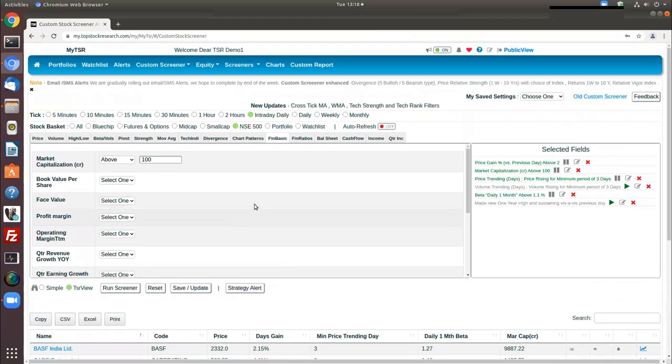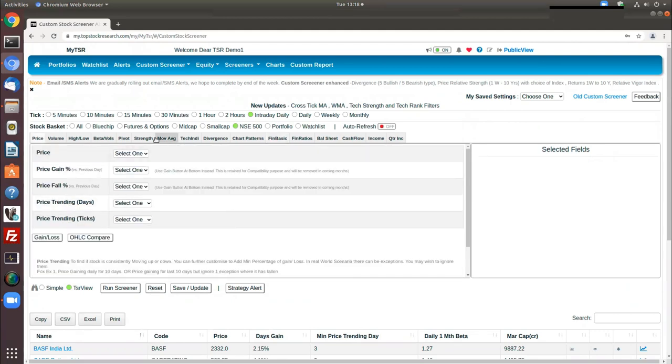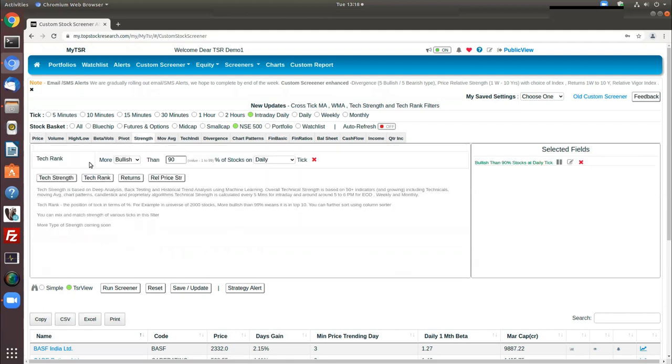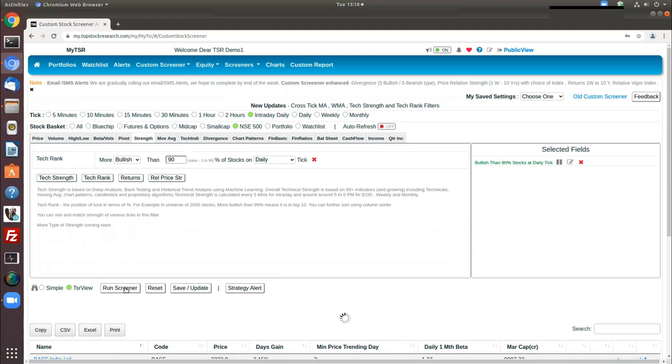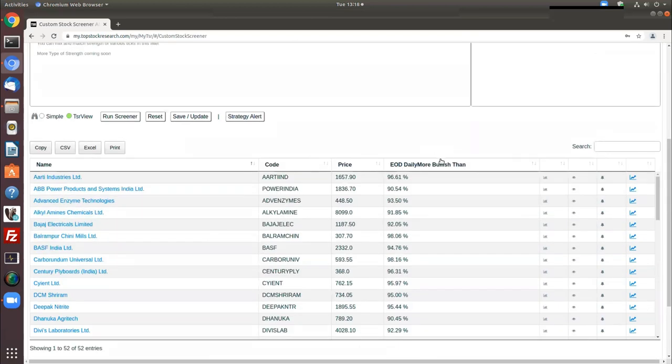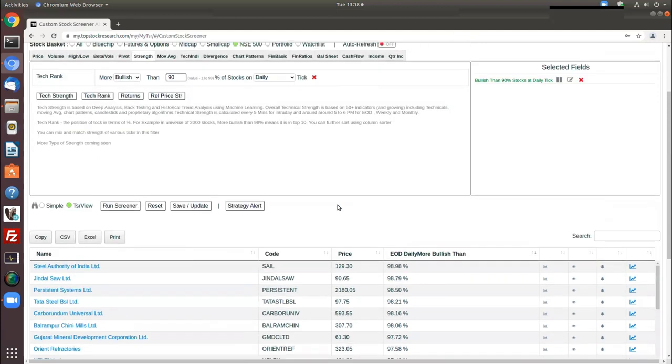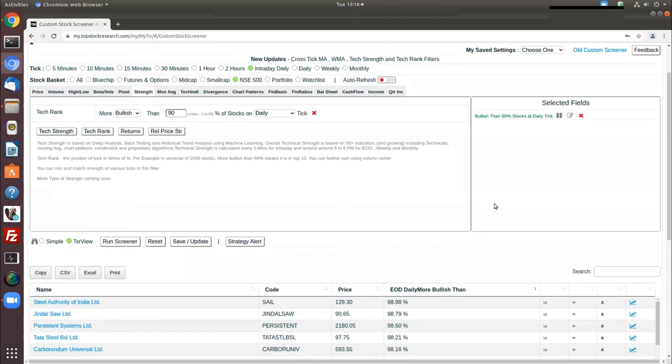So I'm resetting it to the start level, and then I want to highlight a few other things. I'm looking for stocks where the technical rank is such that the stock is more bullish than 90% of the stocks on the daily tick. Let's see if I run, I get these many stocks. I can sort it by this. So the most bullish stock which our system shows on the daily tick is Steel Authority of India Limited.